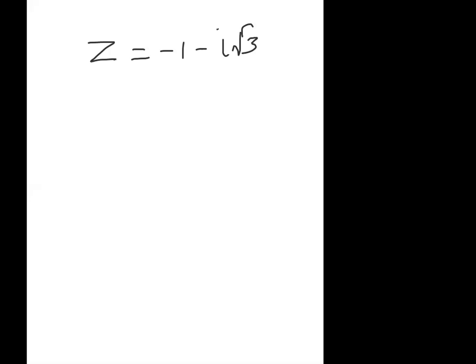Yes, it is. See, it is given z is equal to -1 minus i root 3, and we need to calculate its modulus and argument. So the modulus calculation is mod z is equal to under root a square plus b square, that is, (-1) whole square plus (minus root 3) whole square.